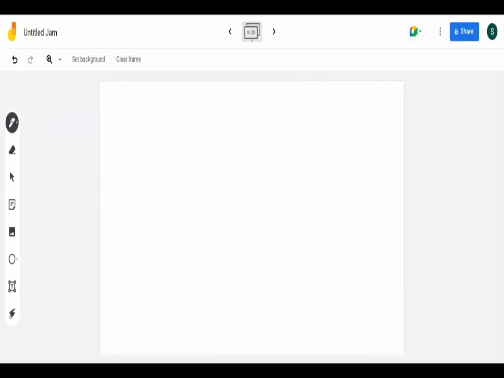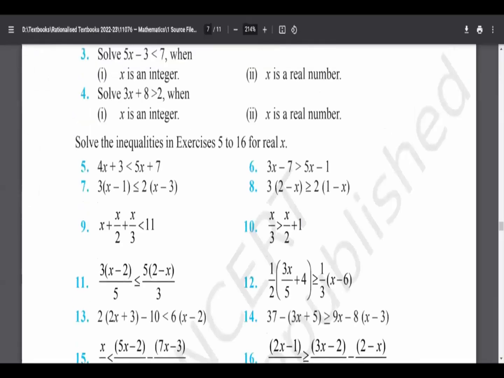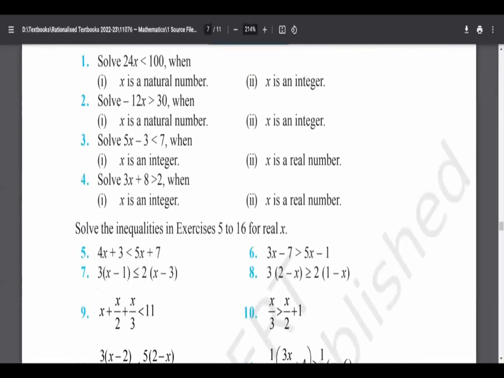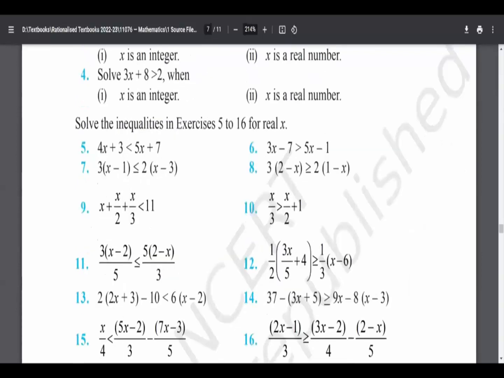So you can see these questions are kind of similar. First we solved inequalities, then here we also solved inequalities, but now they are playing with the brackets and all. And as we can see in question number 9, now they have introduced fractions and all. So yes, these kinds of questions are just simplify and solve. Okay, let us solve the next question.